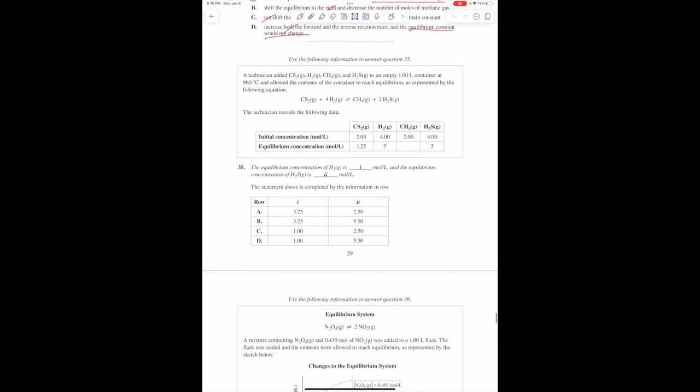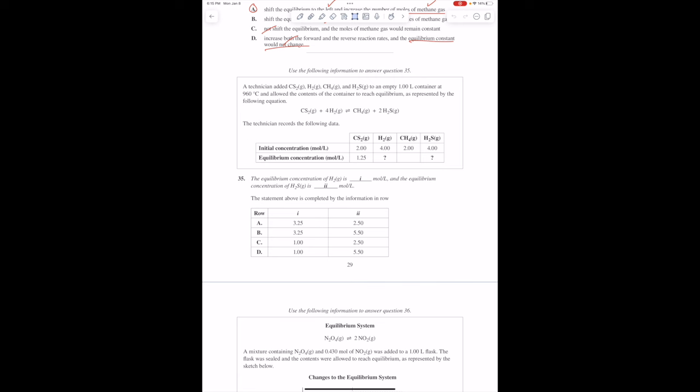35. Okay, 35 looks like an ICE question to me just by looking at it. So the equilibrium concentration of H2 and the equilibrium concentration of H2S. Okay, so give me a ton of room here. I'm going to rewrite this right here. So I got CS2 plus 4H2 makes CH4 and 2H2S.